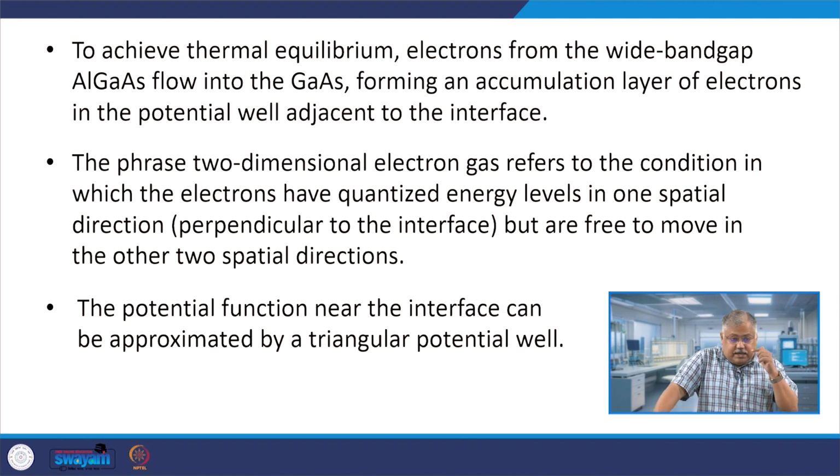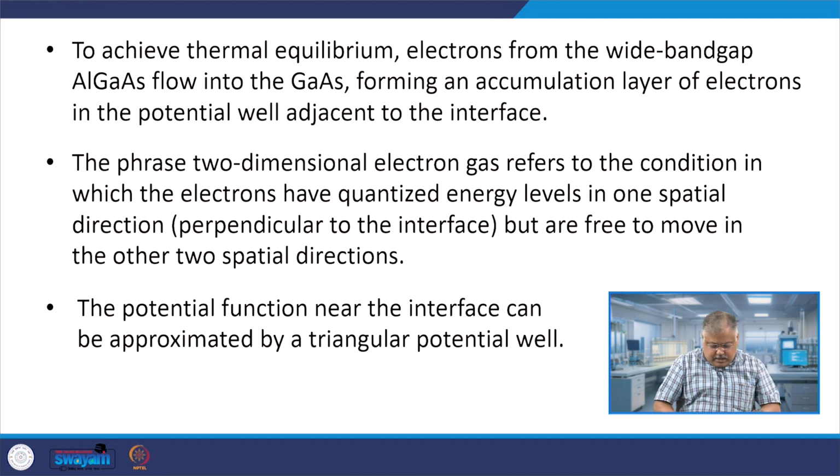Now, since the distance is very small, there will be quantization of levels, and when there is quantization of levels, electrons will occupy only those quantized energy levels, right. If you are doing a 2-dimensional electron gas, they will be only occupying those quantized energy levels, but they are free to move in the other two spatial directions.